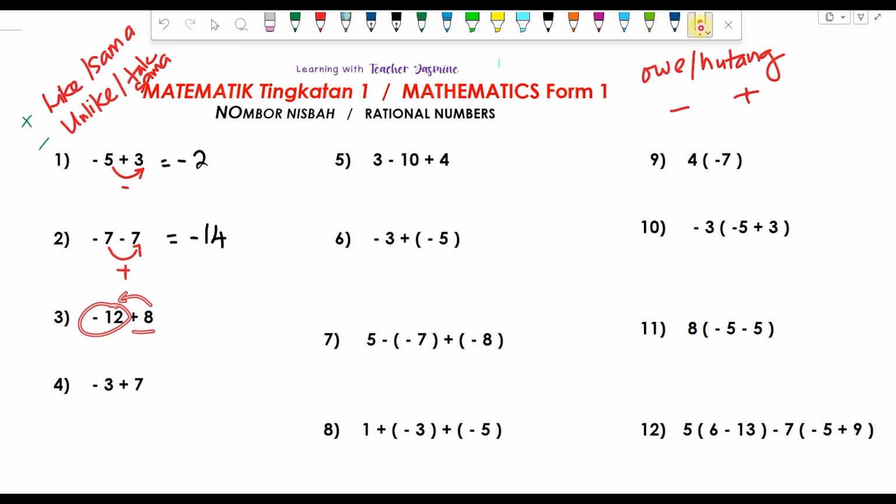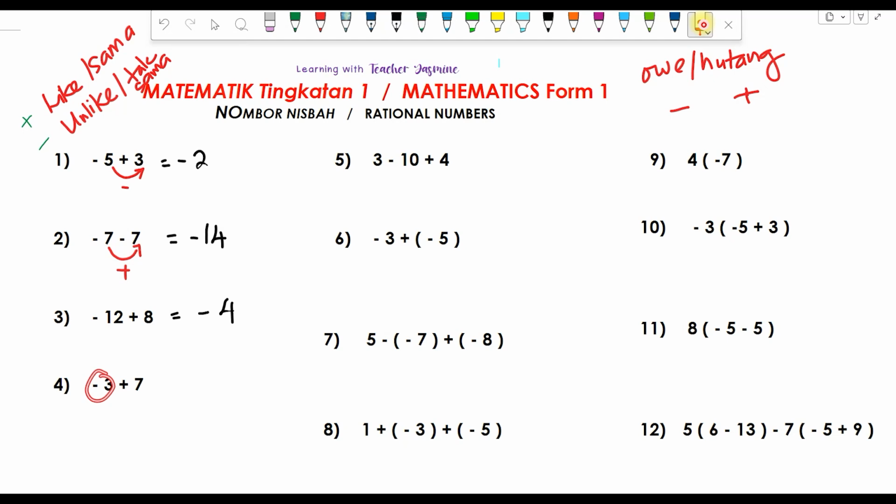Betul tak? So you have this -12 means you're owing someone RM12. So if you're owing someone RM12, but positive 8 is RM8 in your pocket. So if you have money in your pocket, you have to pay them back what you can, right? So lepas dah bayar RM8 masih berhutang. Berhutang berapa? You are still owing the person after you pay back. You are still owing the person RM4. Masih hutang RM4.